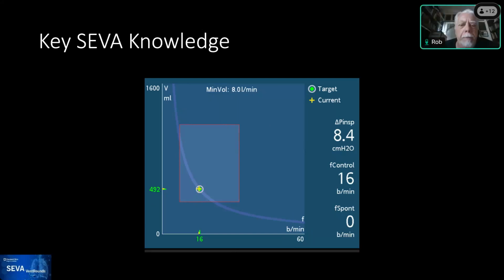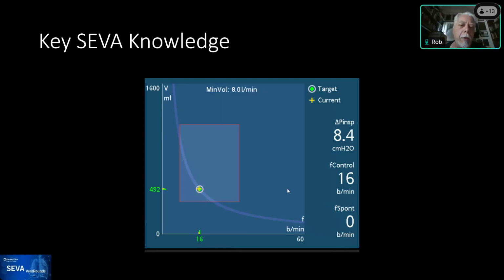No, that's good. You want to talk about the cross, the yellow cross? Yeah. The yellow cross is where the patient is at. So the green circle is the target, and the yellow cross is what the patient is currently doing. So that is 492 cc's with 16 breaths per minute. And when that generally overlays, what that means is that the patient is unlikely to be doing any spontaneous effort.